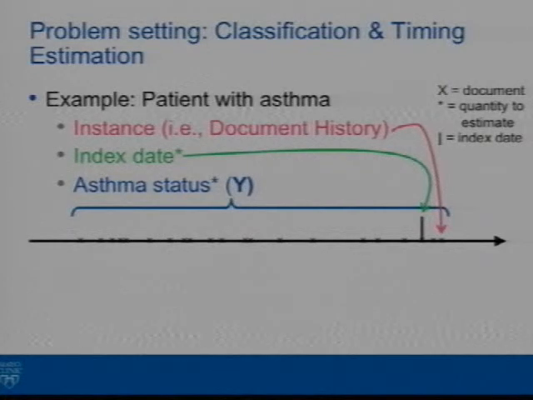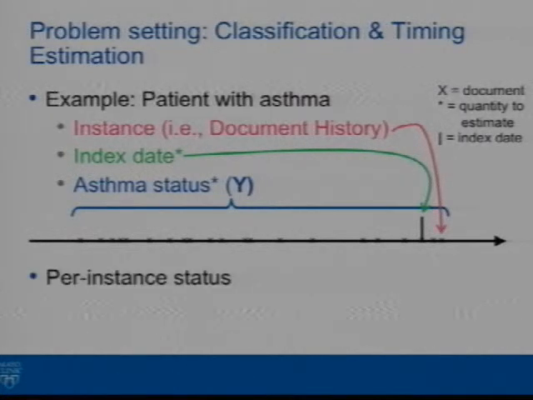And then overall, you have something saying that this patient does have asthma, right? Asthma status, yes. And the asterisks there mean that those are quantities that we're going to estimate. So we need to estimate whether a patient has asthma and when that patient got asthma, right?